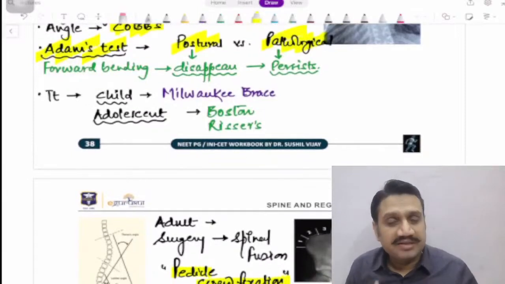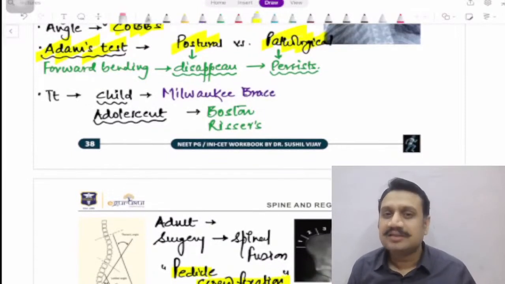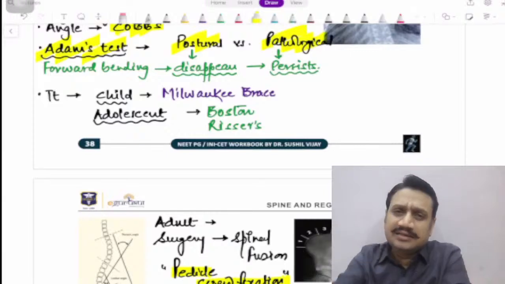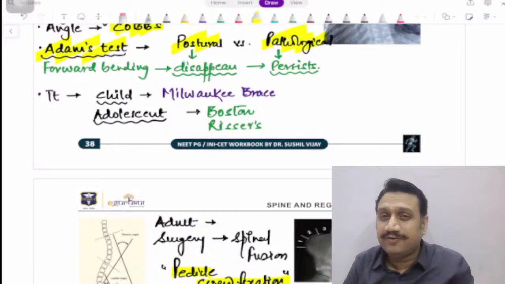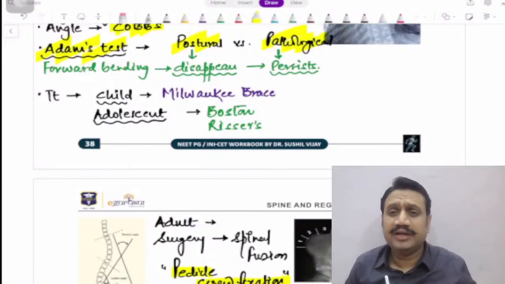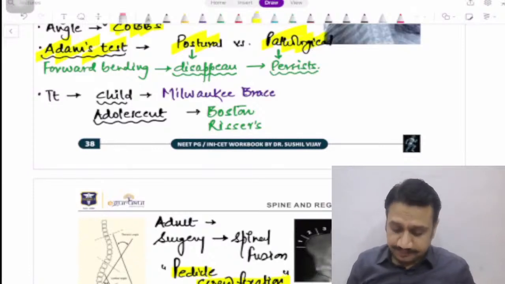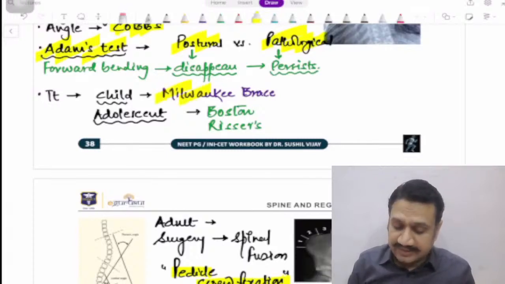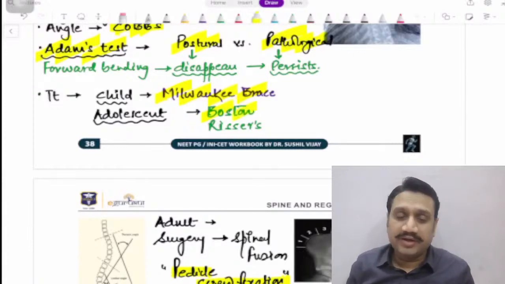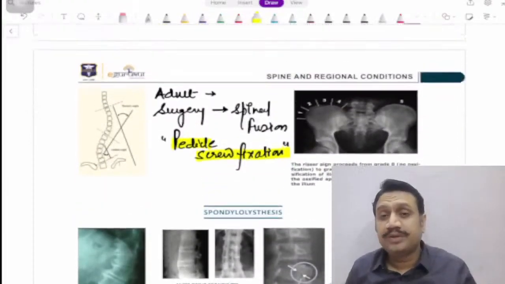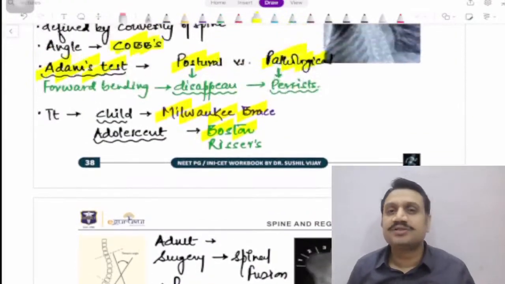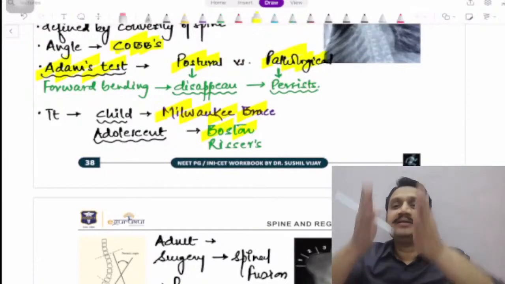Treatment plan, braces, guys. Please do remember the braces, the Milwaukee brace and the others like the Dennis Brown splints. Braces and splints should always be clear, and the PDF of that is already in your e-Gurukul app, right? Children usually come up with the Milwaukee brace. Adolescents come up with the Boston brace. They can be treated basically. So children with the Milwaukee, adolescents with the Boston or the Risser's cast, and adults usually require surgery, right? And the surgery will be fusion of the spine at the affected level.